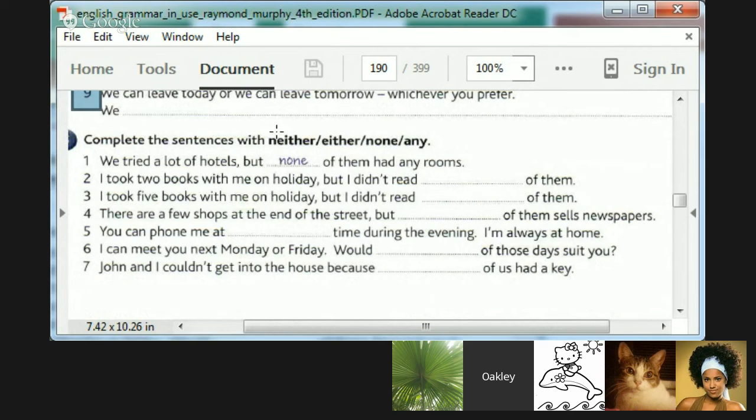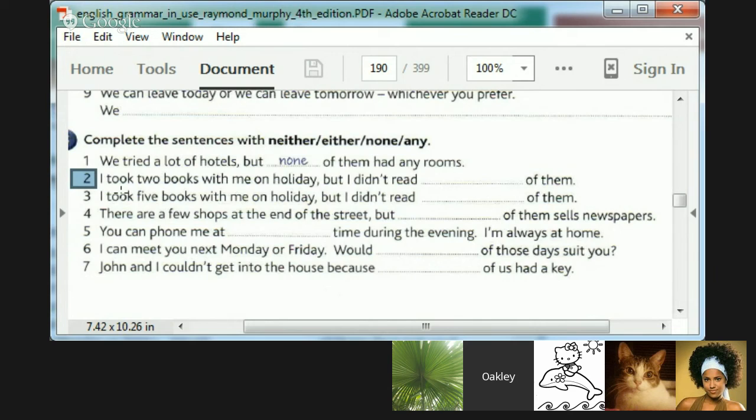Okay, let's try this. Let's step it up. Neither, either, none, or any. As in the example, we tried a lot of hotels, but none of them had any room. So we're adding another factor. You have to consider either or neither when there's two things, none or any when there's more than two things. Keep that in mind. Philip, number 2.